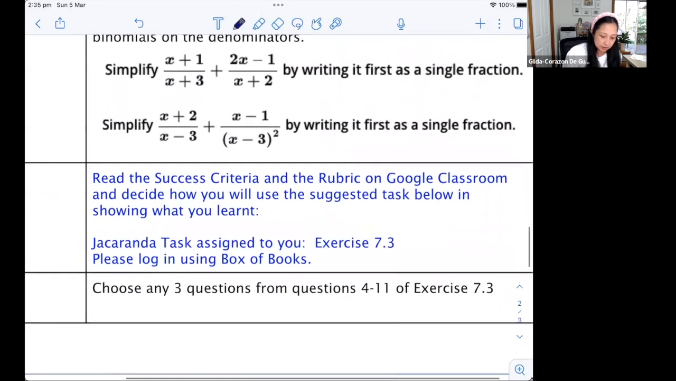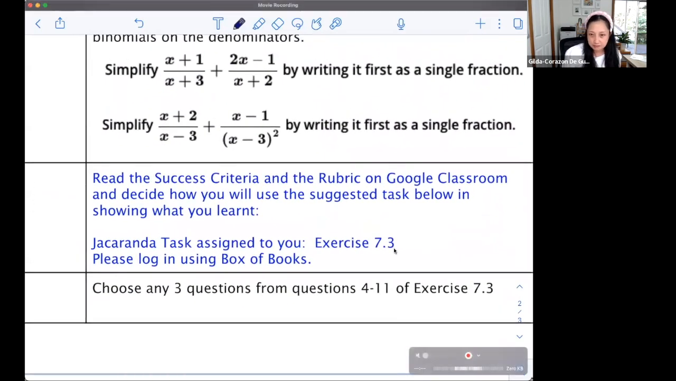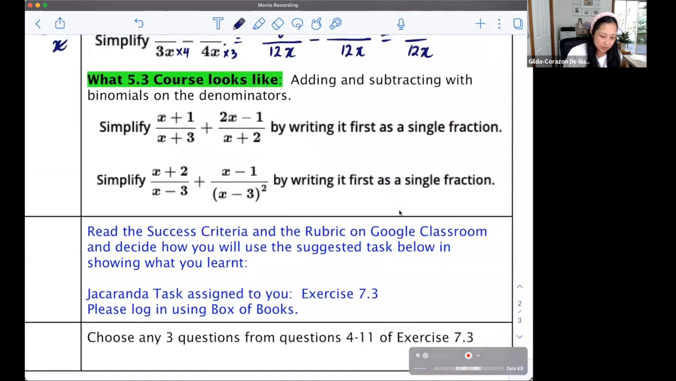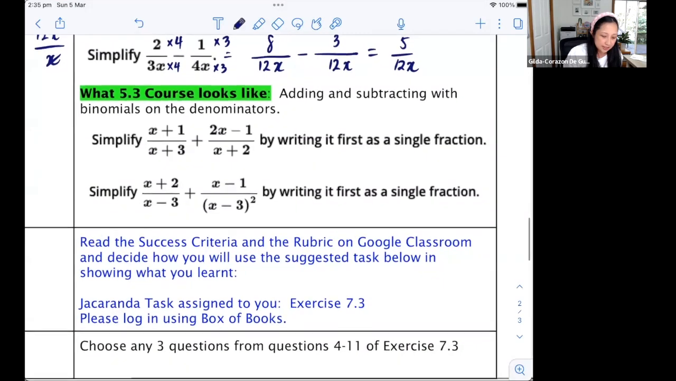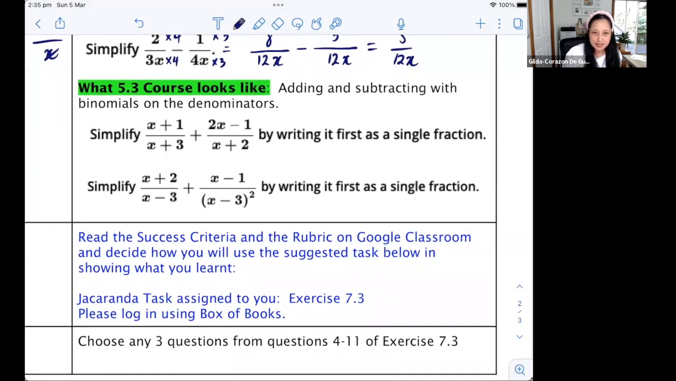Okay, now if you want to trial out the questions, I've already given you the task on Jacaranda, which is exercise 7.3, right? And when you finish that, and maybe you say, let me try and see if I can extend myself, have a look at what the 5.3 course looks like.